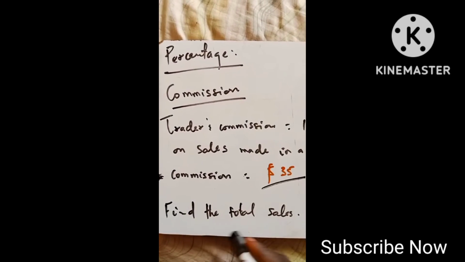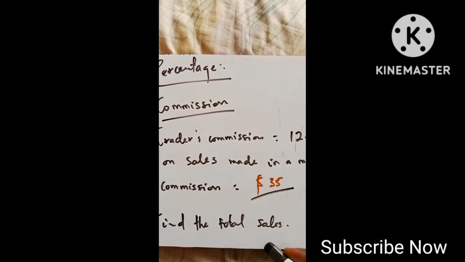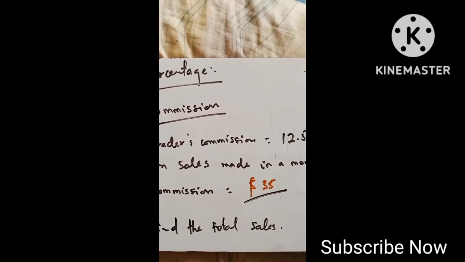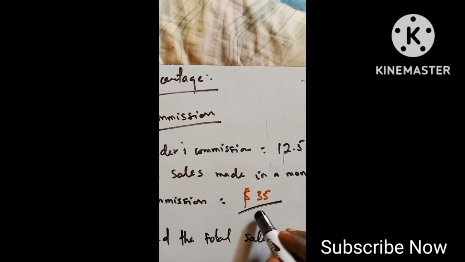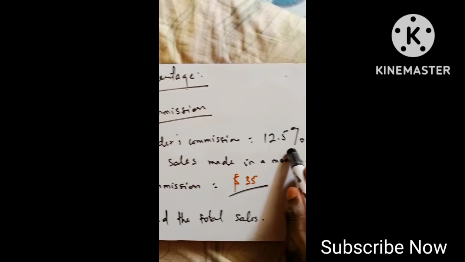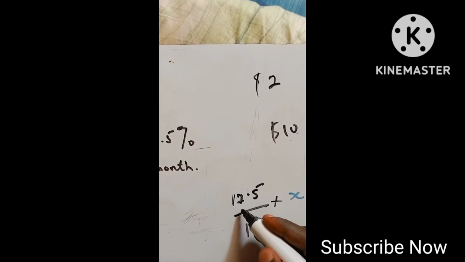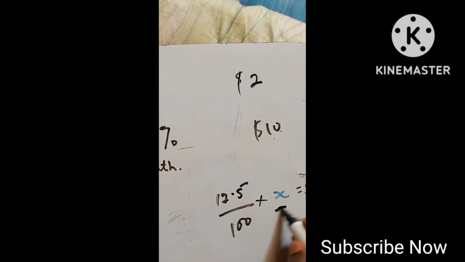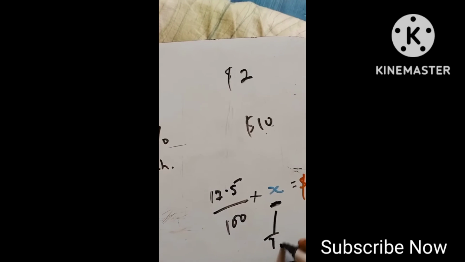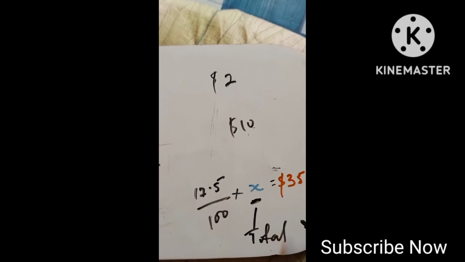Now we are told to find the total sales, right? So the total sales, we need to know before we can determine the amount of giving. But according to this question, we know your commission and the percentage. So how do you go about that? The 12.5% means that 12.5 on 100 multiplied by this x here, the total sales, right? So the total sales is what you need to find. So let's see how to do that.